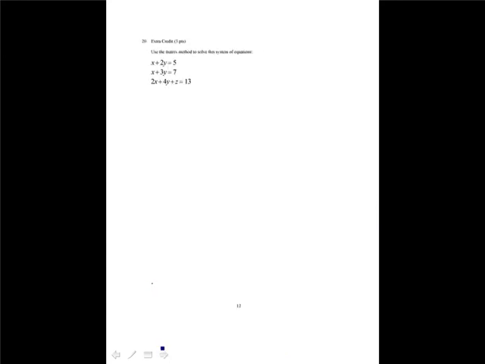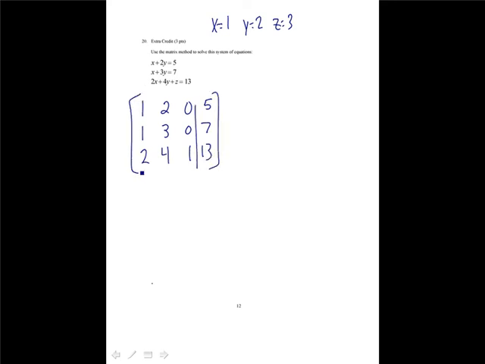Alright, use a matrix method to solve this system of equations. Quite a few of you got this actually, which I was glad for. I'm going to rewrite these equations. The final answer was x equal 1, y equal 2, and z equal 3. Write this first equation as 1, 2, 0, and 5. This is 1, 3, 0, and 7, 2, 4, 1, and 13. And there are a variety of ways you can do this.